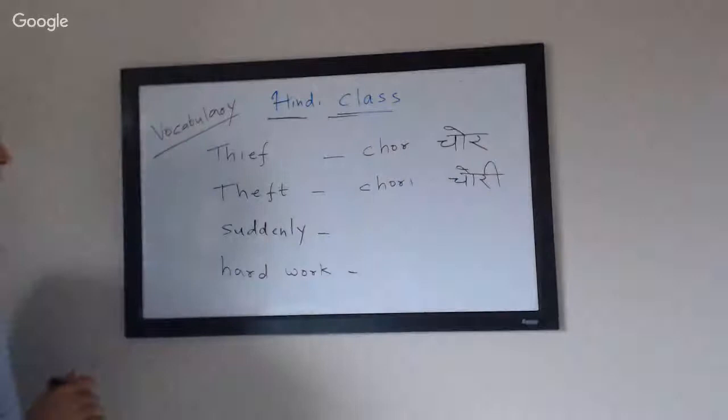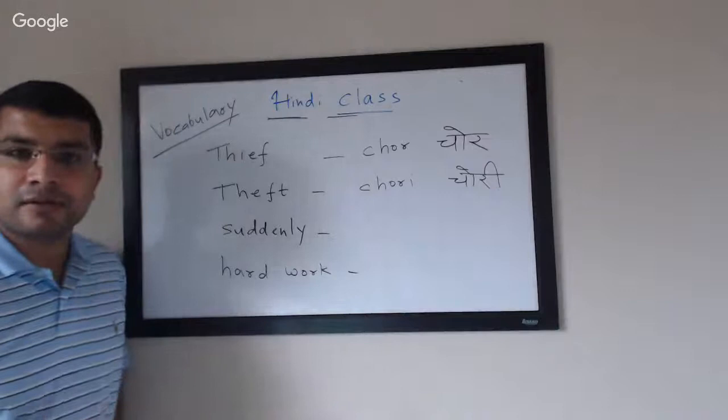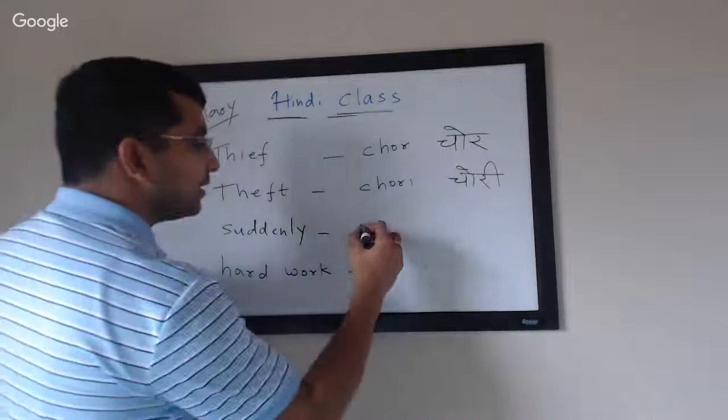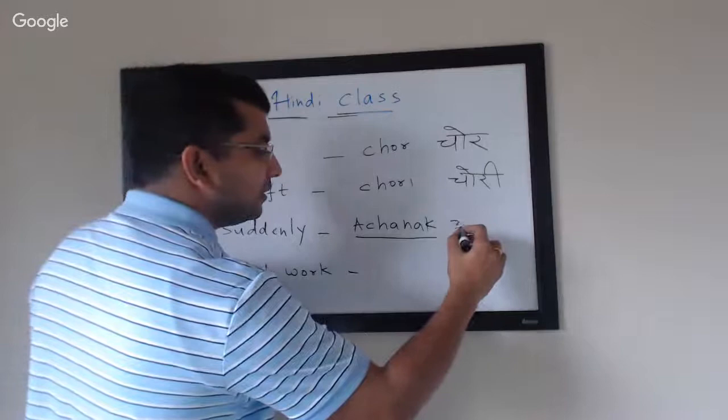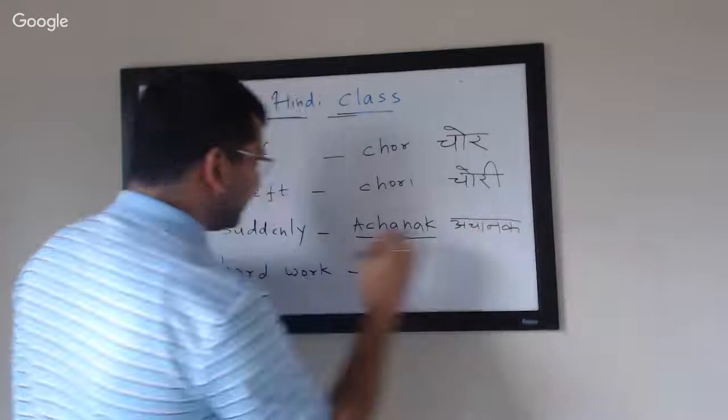Next one is suddenly. It's often used when you're reading the newspaper or stories, so you will see suddenly. Some of you pointed that out: achanak. Achanak. A, ch with a, na and k. Suddenly is achanak.